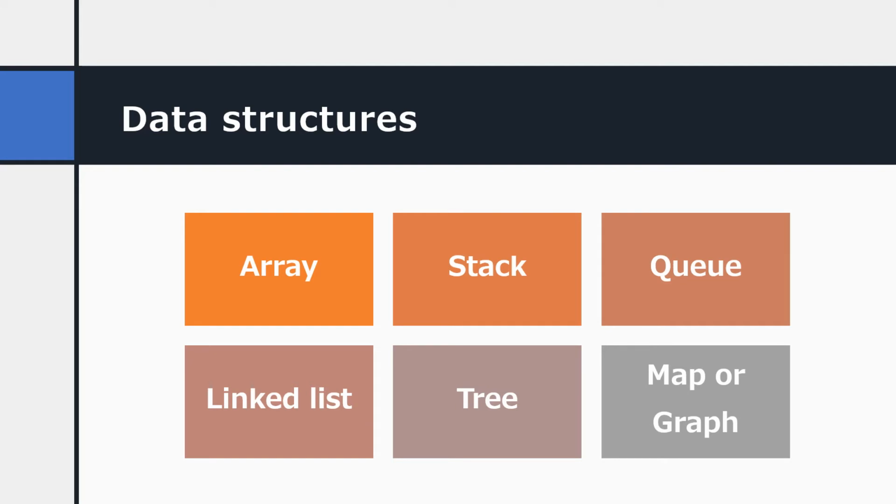There are a number of data structures that you need to know about. These include the array, the stack, the queue, the linked list, the tree, and the map or graph. So far, we've only looked at the array data structure. Over the next few lessons, I'll cover all the other data structures.